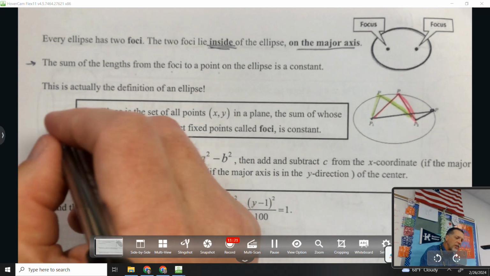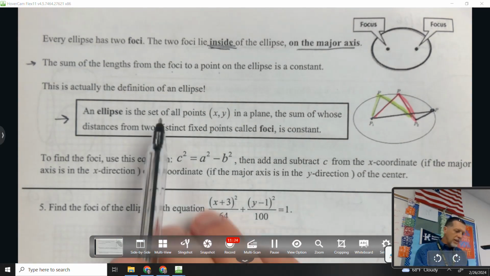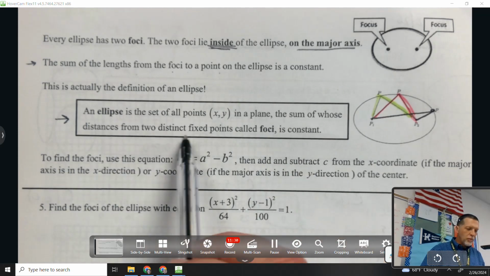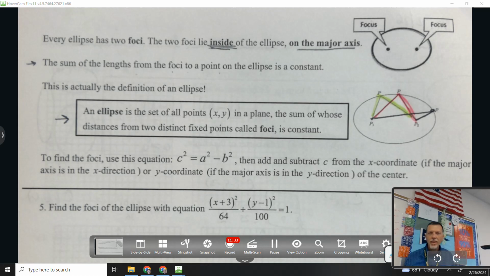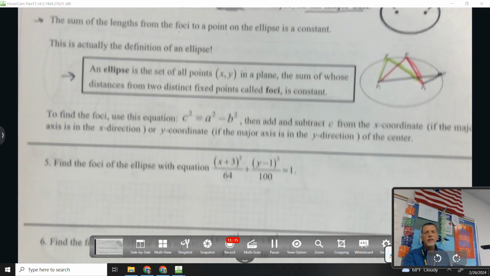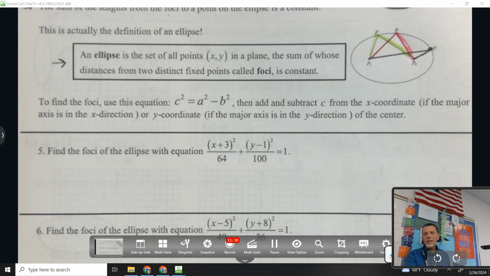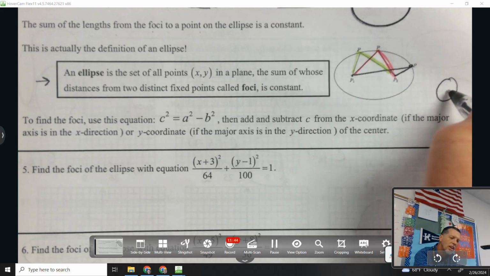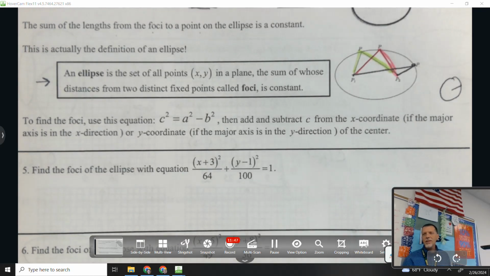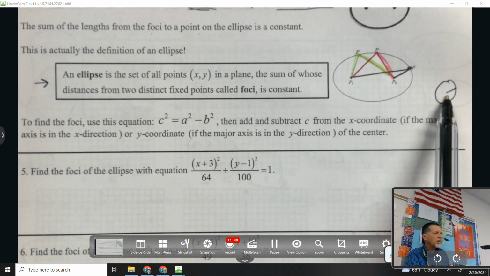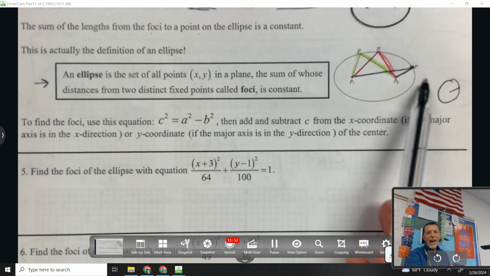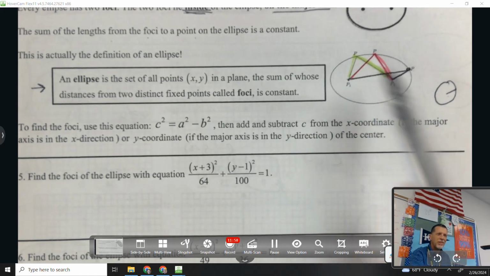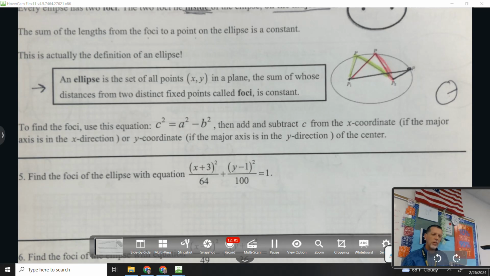Here's a definition of an ellipse using that. An ellipse is the set of all points in a plane, the sum of whose distances from two foci is constant. That's what makes it an ellipse. It's related to the definition of a circle: a circle is all the points that are the same distance from the center. But now we have two centers. Instead of the same distance from one center, it's the same total distance from two centers. That's where an ellipse comes from.